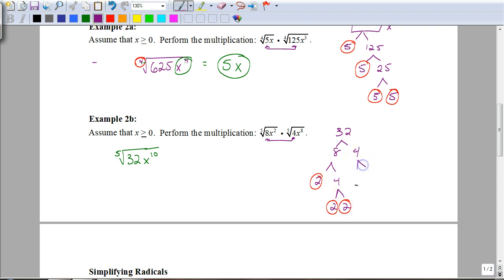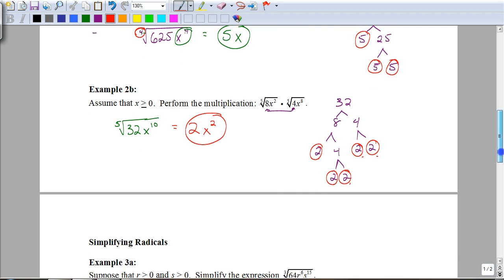Go over to this 4, don't forget about that one. It's not circled, so that means that we're not done with it. So now if you notice, at the ends of this tree, everything's circled. That means everything's a prime number, and I have 1, 2, 3, 4, 5 2's. So remember, I said what times itself 5 times gives me 32? Well, it would be 2. How many times does 5 go into 10? 5 goes into 10 2 times. So my answer would be 2x squared. There's your answer.